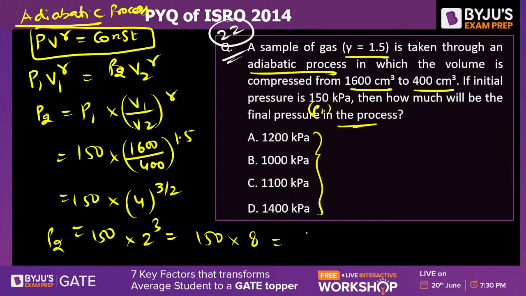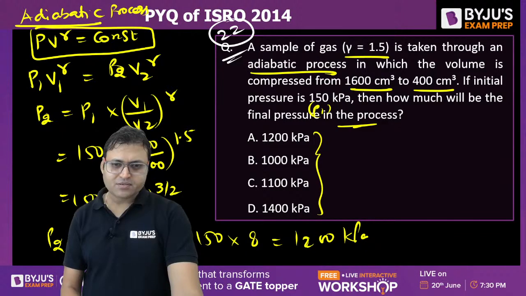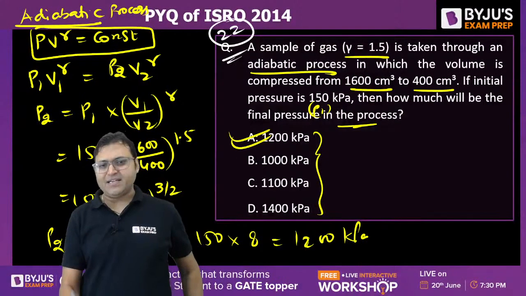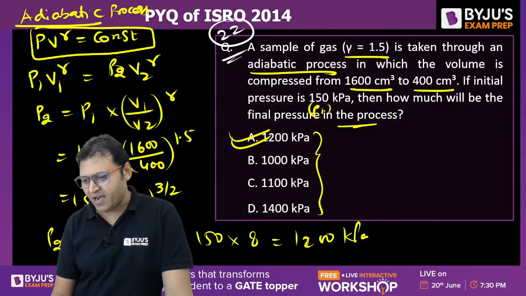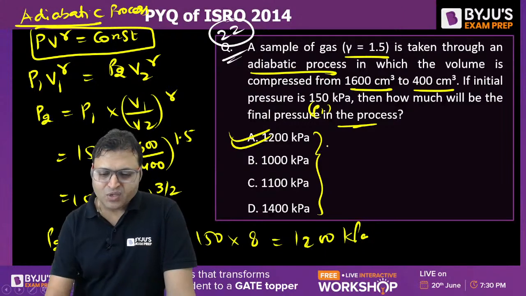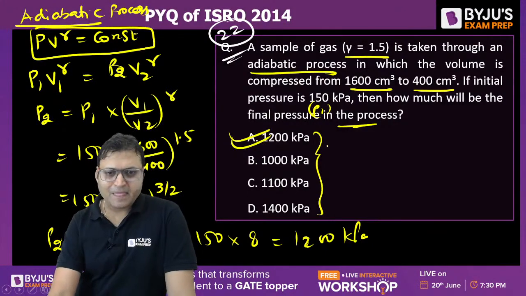What is the answer? Isn't it 1200 kilopascal? Are you getting it or not? 150 into 8, that is 1200 kilopascal. Yes, aspirant Shriya, welcome. Well done. Good, good, good. Keep it up.